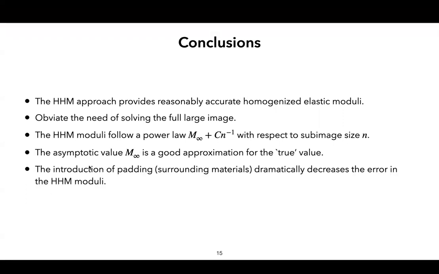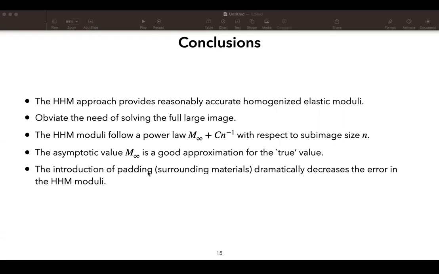And we saw that we can reduce this error by introducing some extra padding material that will account for the surrounding around the subimages.